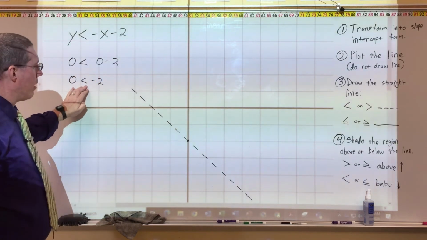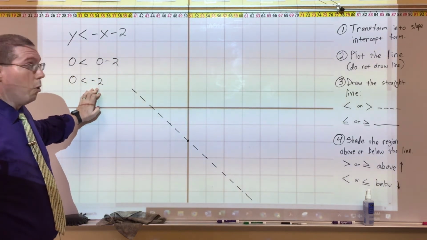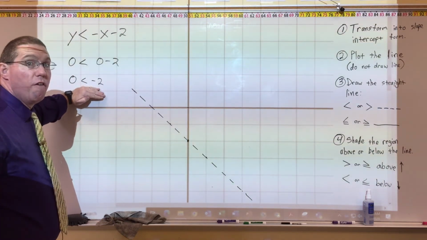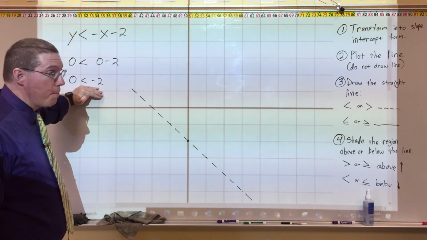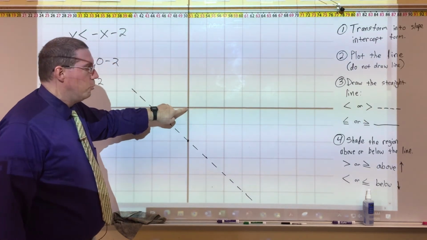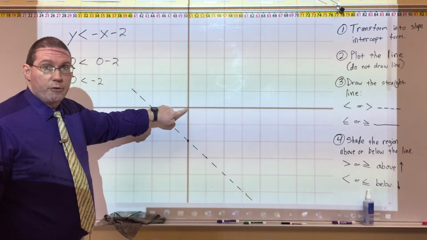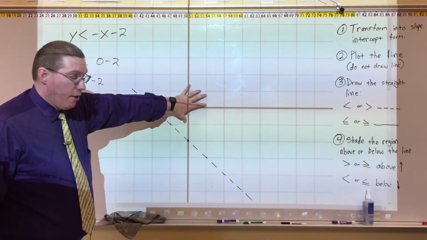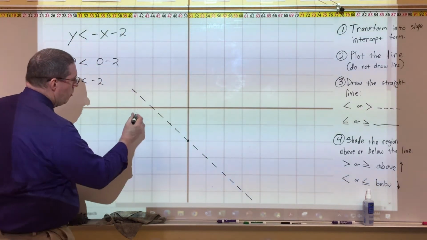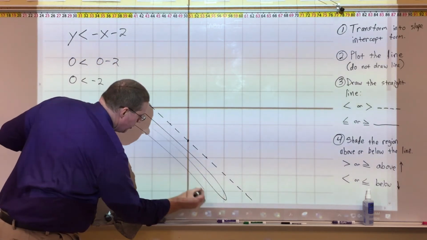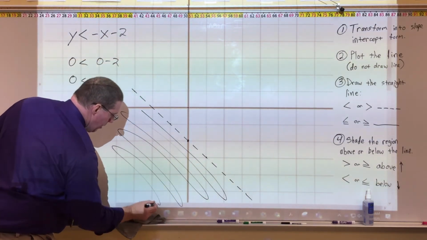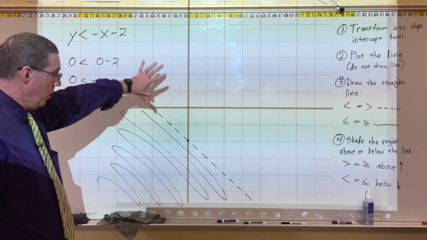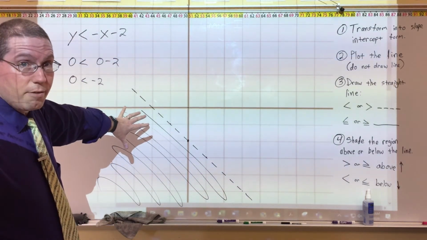Well, is 0 less than negative 2? No. 0 is greater than negative 2. That means that this is false. And because this is false, we will not include the origin in the shaded region. Well, the origin is over here, above the line, and therefore we're going to shade the region below the line. So we're going to shade this region right here, and that is our solution region. I know you're like, well, that looks really basic. It is very basic.